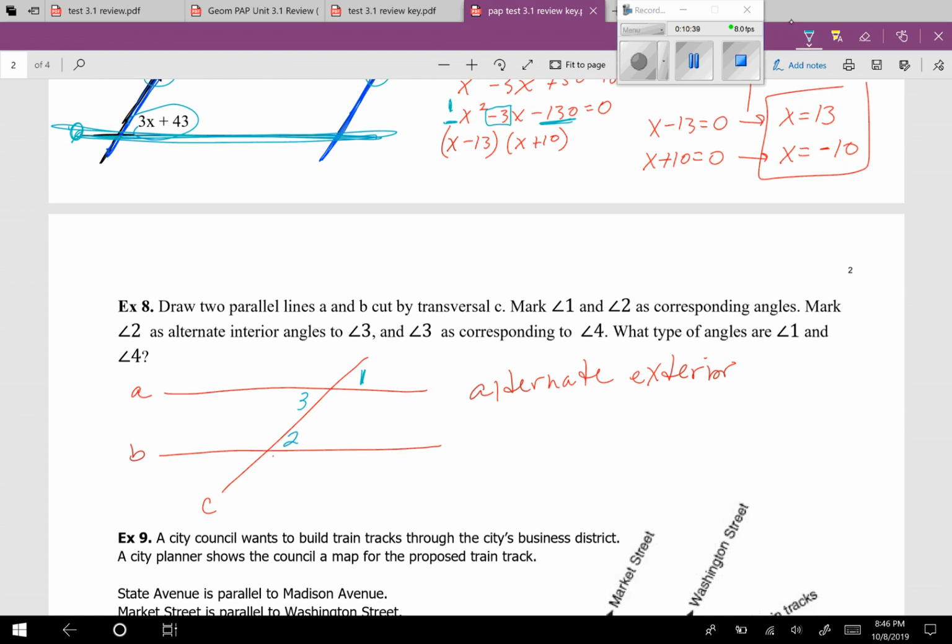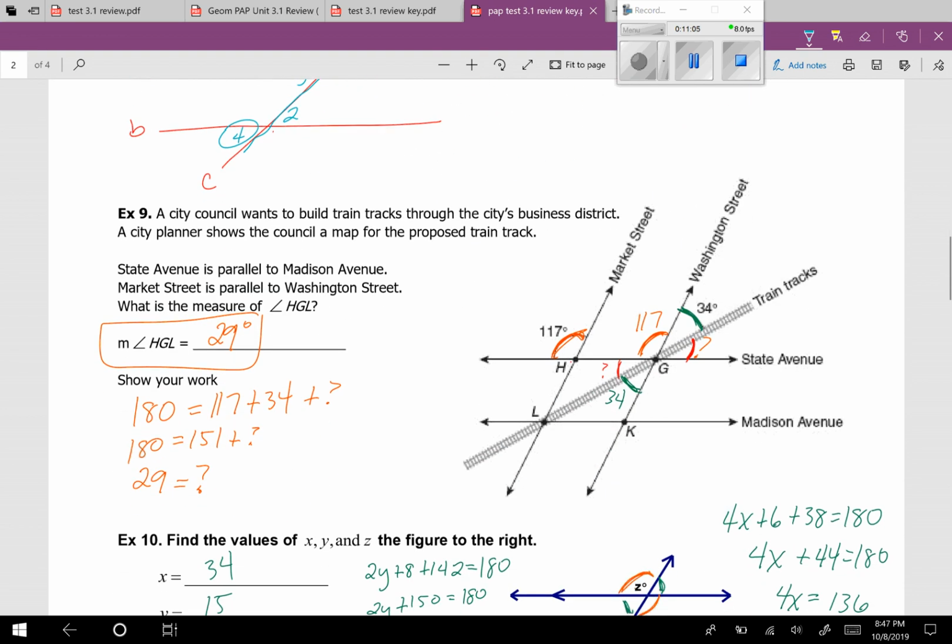And it says mark angle 3 as corresponding to angle 4. So angle 3 is like on the bottom, so angle 4 has got to be on the bottom. And now they're asking what type of angles are 1 and 4. And if you look at them, they're on opposite sides of this transversal, and they're both outside, so they're alternate exterior angles.